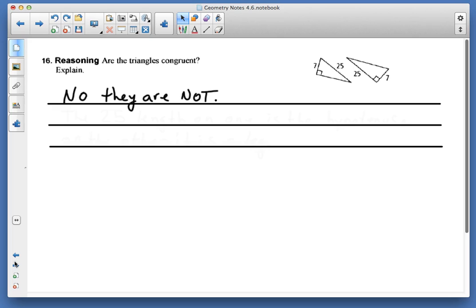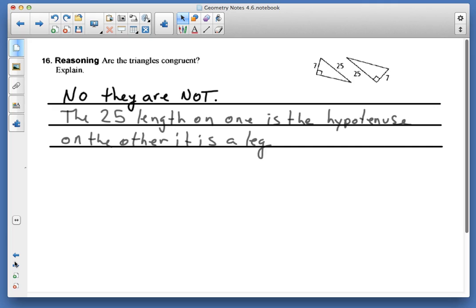You win. This problem is an example of that, because the 25 length on one is the hypotenuse and on the other it's a leg. That's why they're not congruent. They can't be. It's two different types of triangles. And for this one reason is why we're about to do what we're going to do.